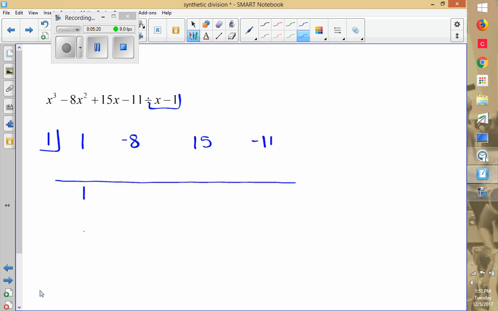So I'm going to bring down my 1. 1 times 1 is 1, so I add 1 there. Negative 8 plus 1 is negative 7. Negative 7 times 1 over here is negative 7. 15 plus negative 7 is 8. 8 times 1 is 8, and I see that I'm getting a number and I'm not getting 0. That means that this is the remainder.